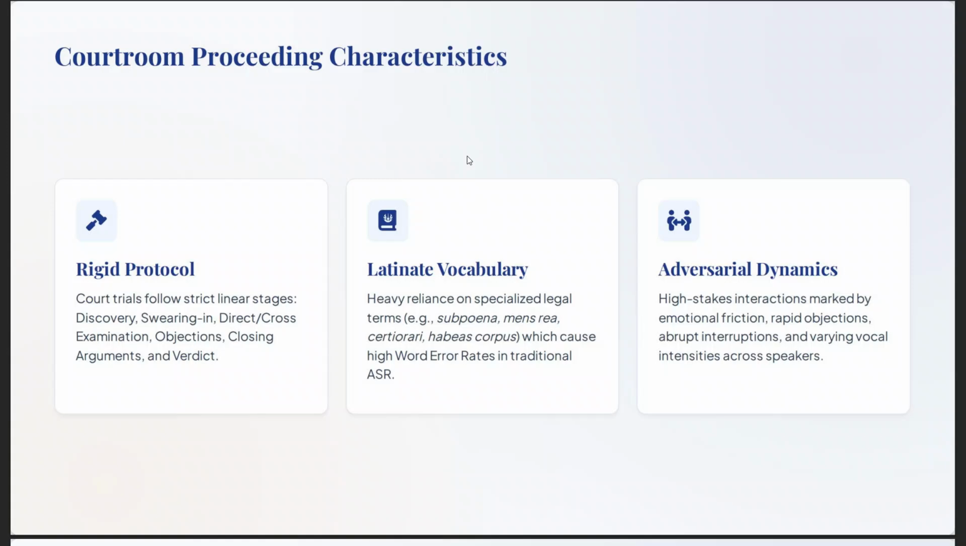And adversarial dynamics: high stakes interactions marked by emotional friction, rapid objections, abrupt interactions, and varying vocal intensities across speakers. So these are also things that are happening. So let's move forward.